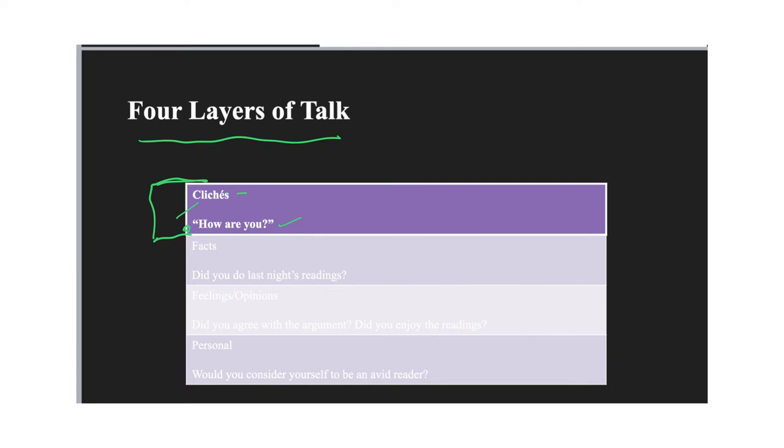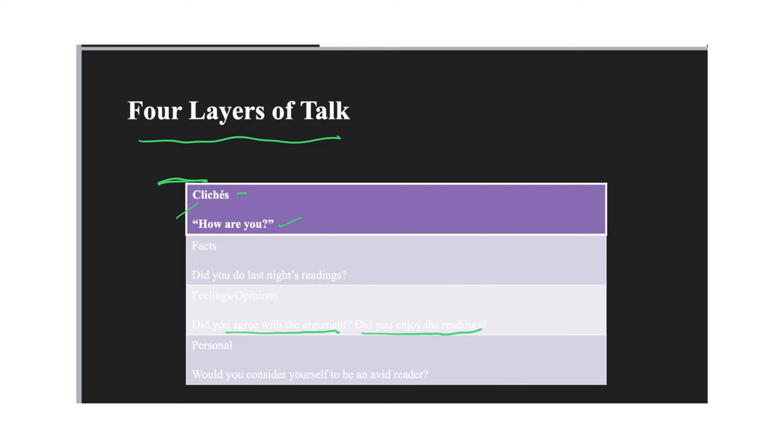Now, if we expand out again, we go to feelings and opinions. So now you're asking about how the person feels about a particular topic and what their personal opinion is. Did you agree with the argument? Did you enjoy the readings? Both are questions about feelings and opinions. So I can start with, hey, how's it going? And then, did you do last night's readings? And then at a deeper level, did you agree with the readings, or do you enjoy doing the readings? These are questions about how you feel and how someone views the world.